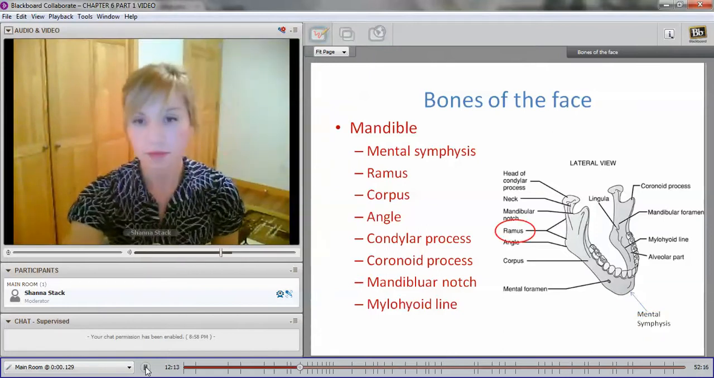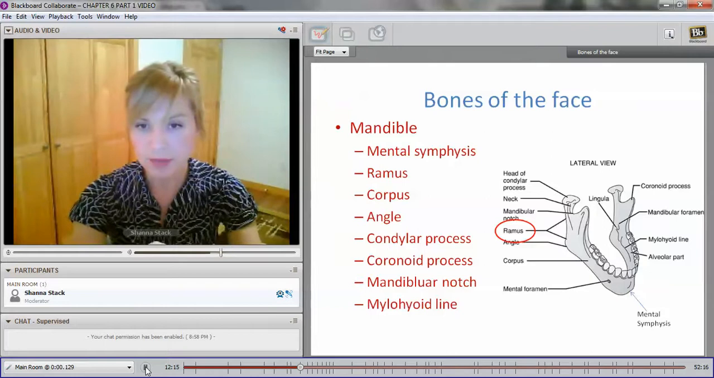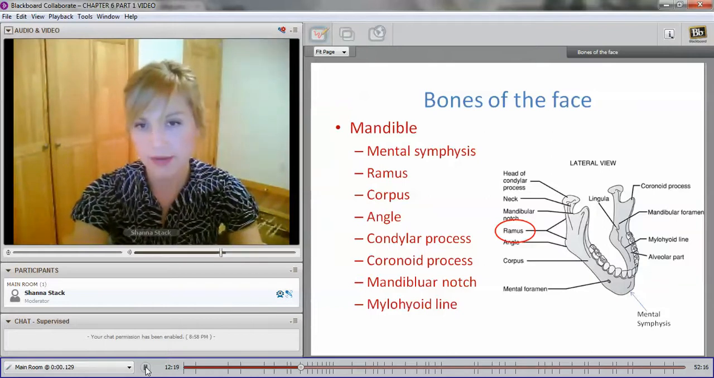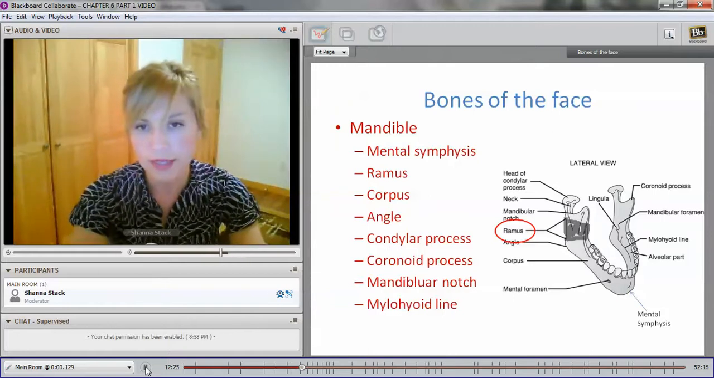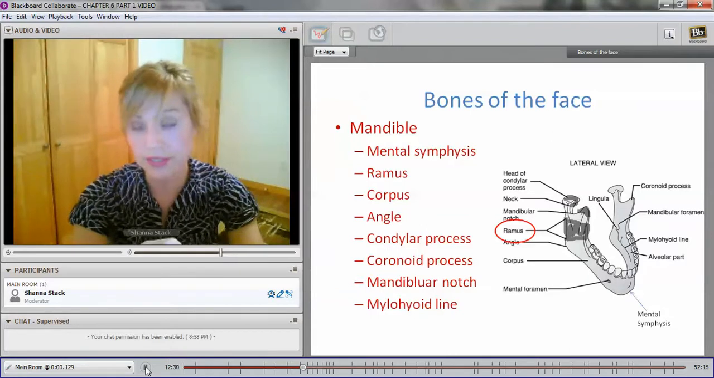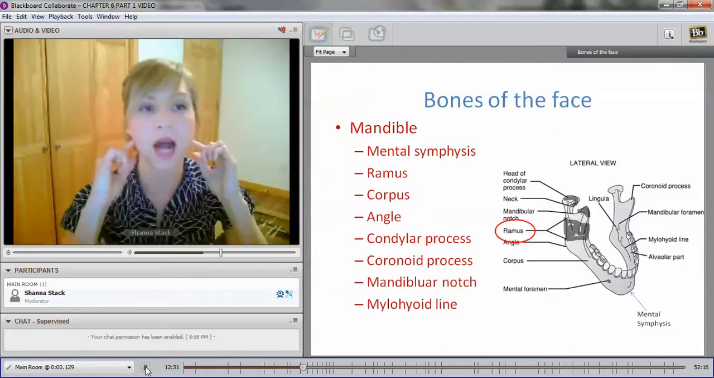Next we're going to talk about the ramus. Ramus actually means branch in botany, and it's helpful in this class. So this is the ramus, I'm just coloring it in here for you. It branches off to form two important processes, the condylar process and the coronoid process. Right here, they're muscle attachments to help that jaw move.